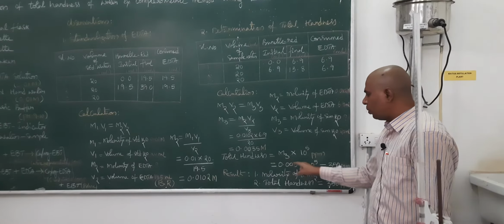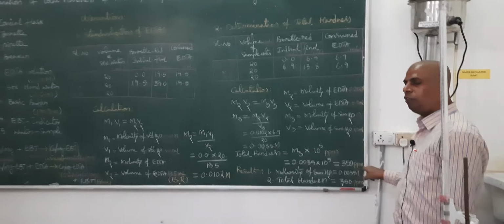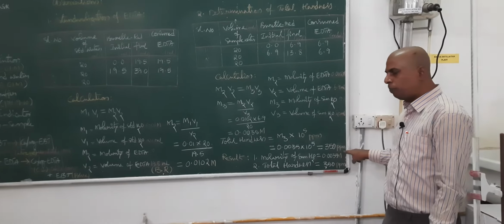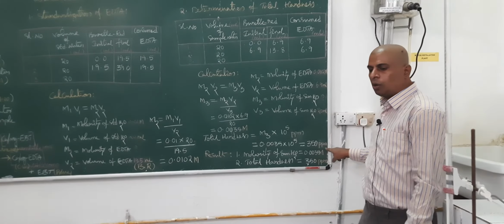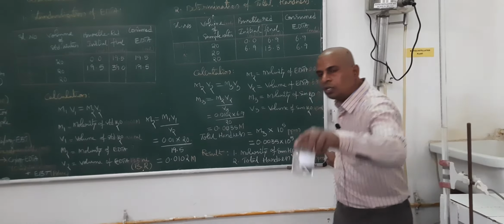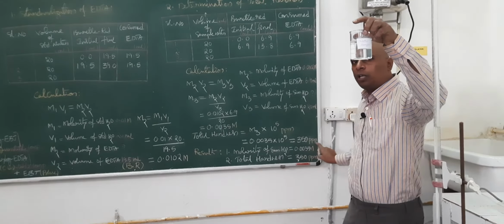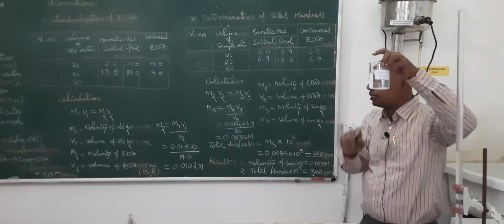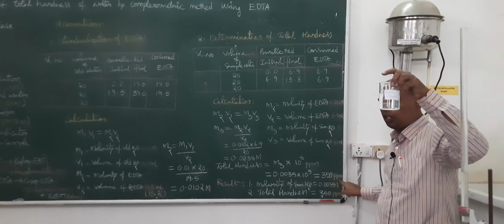So M3 into 10 to the power of 5, we are getting 350 ppm. What is the 350 ppm? This is the total hardness present in the water sample. In this water sample, the total hardness is 350 ppm.